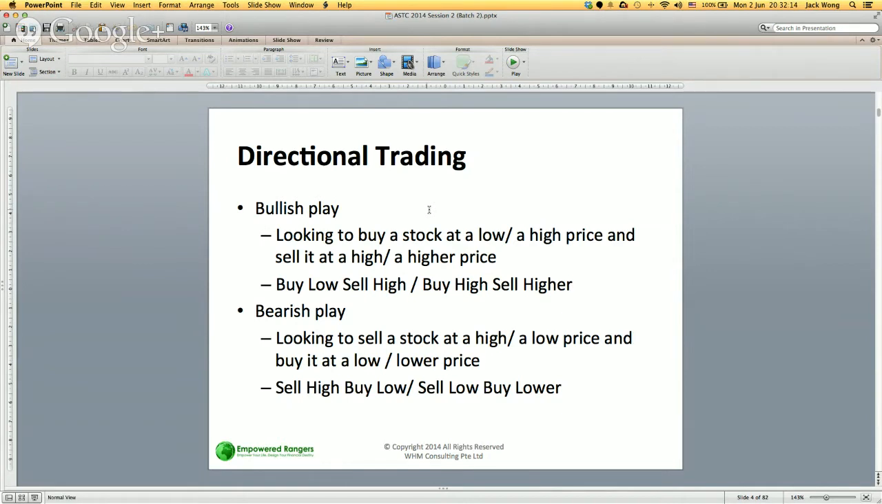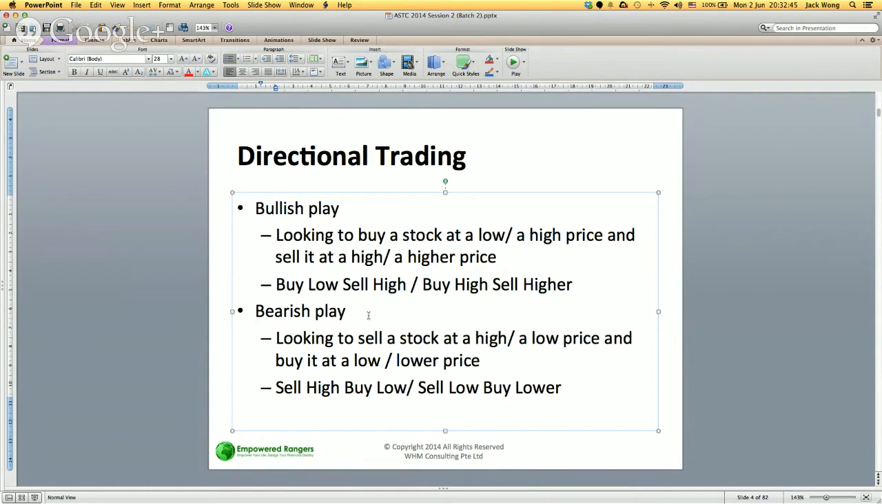So bullish play, bearish play, what do they mean? Simply put, for bullish play, we are looking for a stock that we want to buy low and sell high, or some people might say we want to buy high and sell higher. So there are two ways of looking at this. Most people who associate themselves with buy low, sell high don't know what to do when the stock is high. So a refrain for that is buy high, sell higher.